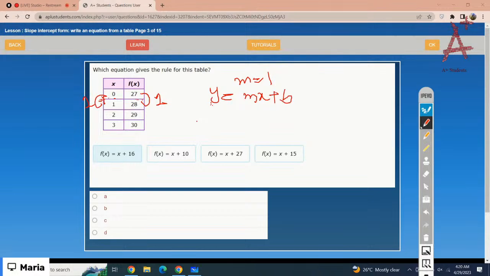I'm going to use 0 and 27. Got it? 27 is the y value. It would be 27 equals 1 times 0 plus b. 1 times 0 is 0. So it is b equals 27. Got it? So which equation is the correct one now? It would be y equals x plus 27. Got it? So option number C is the correct option. Y equals x plus 27 is the correct option.